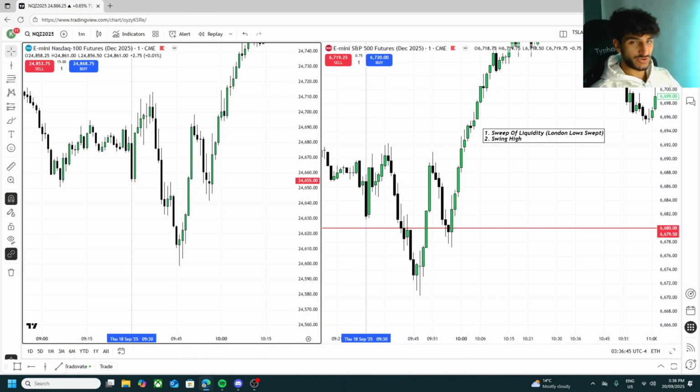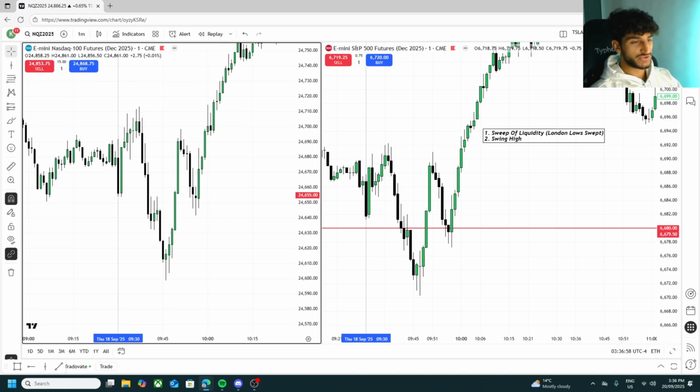And the reason being is because liquidity moves the market. We sweep sell side liquidity, then we're looking for buy side liquidity, and vice versa. If we sweep buy side liquidity, then we're looking for sell side liquidity. So right now on our checklist, we got a sweep of liquidity.